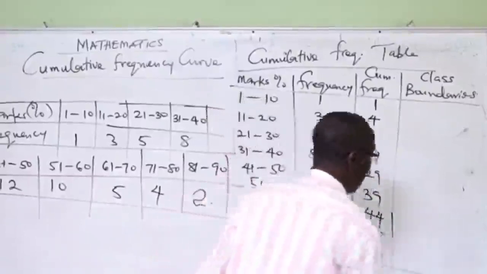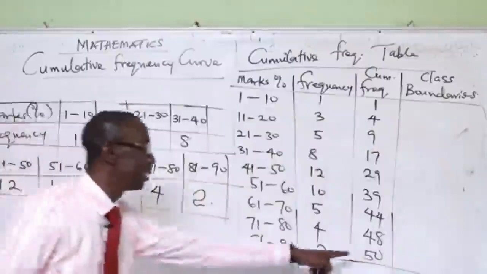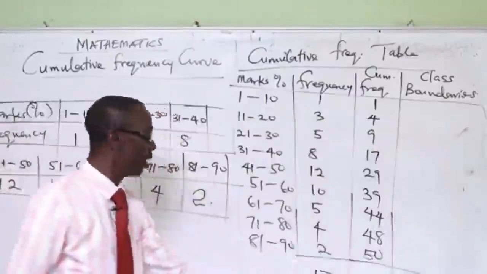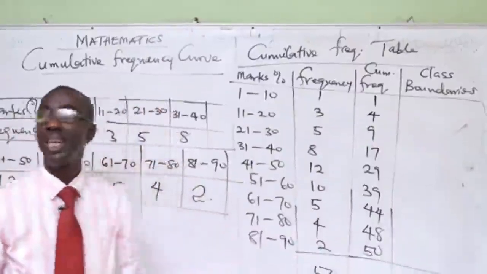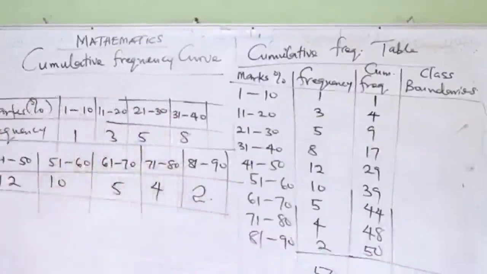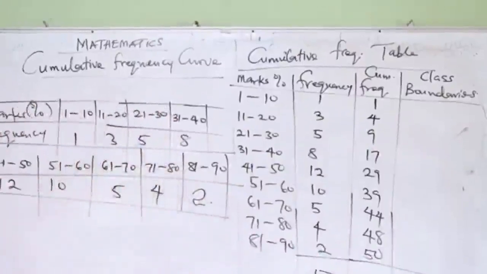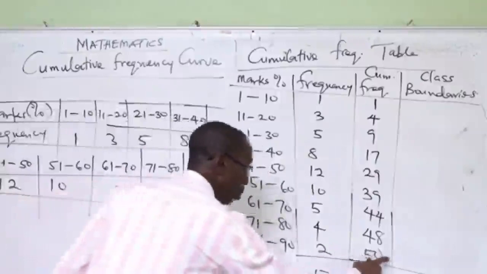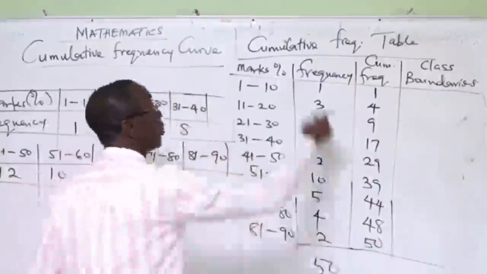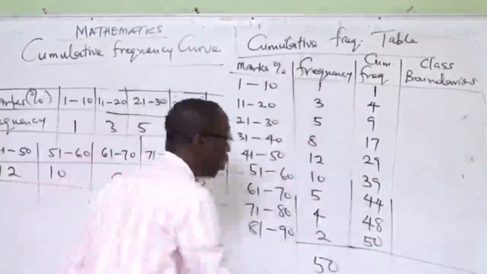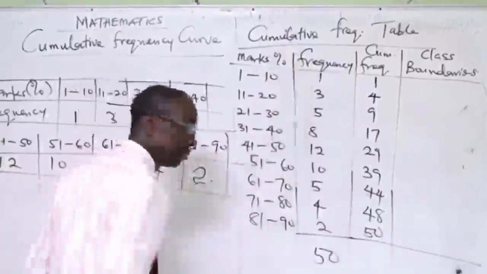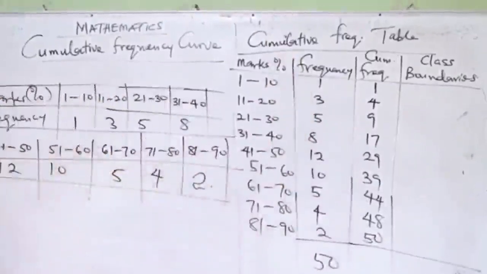A situation where your last cumulative frequency value is not equal to your total frequency, then you have done something wrong. Quickly go and recheck these values, or recheck your total as much as possible.